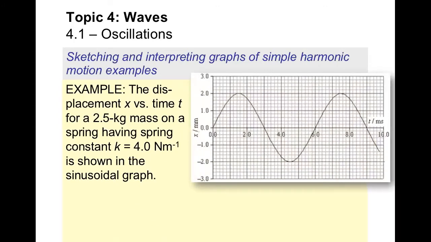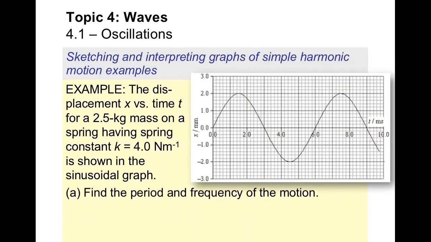So imagine that we have this graph, the displacement versus time for a 2.5 kilogram mass on a spring having a spring constant k, which is 4 newtons per meter, shown in a sinusoidal graph. The first question is, find the period and frequency of the motion.